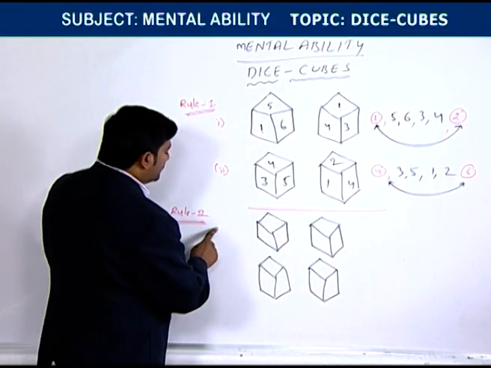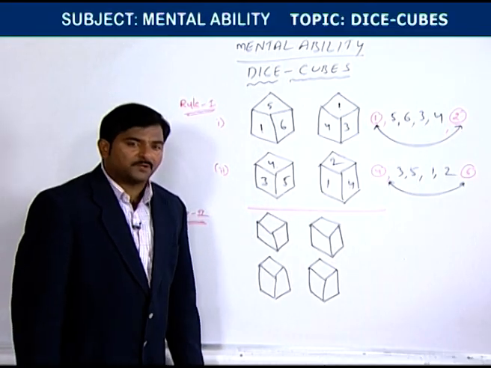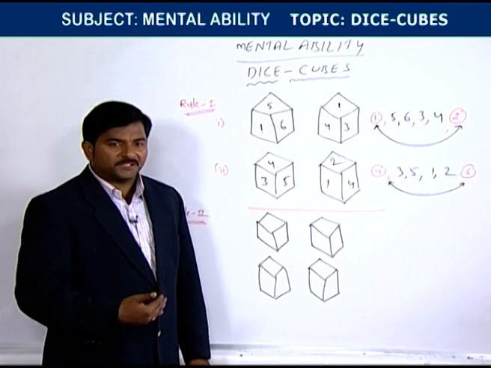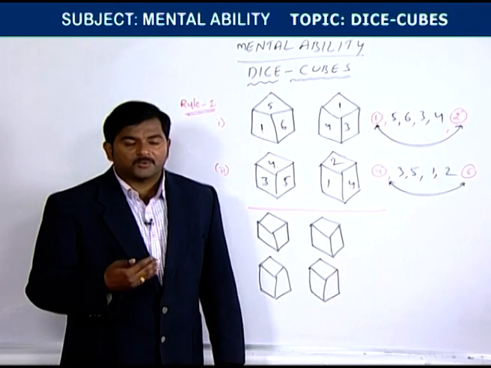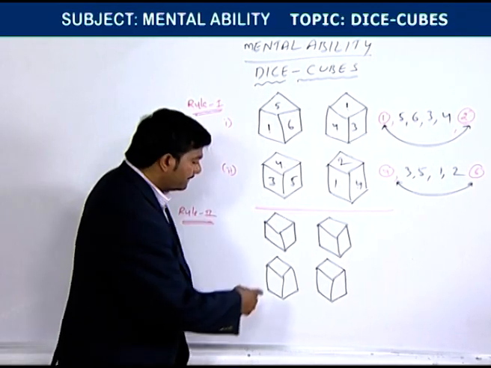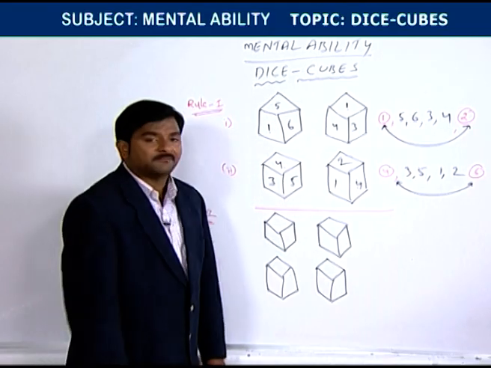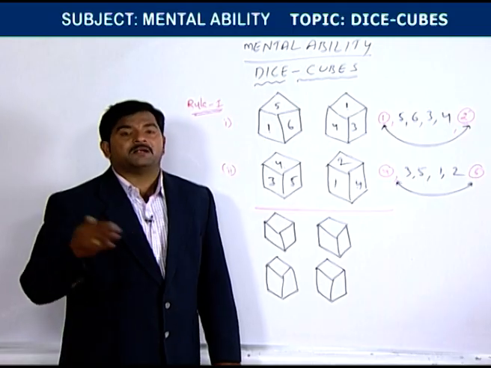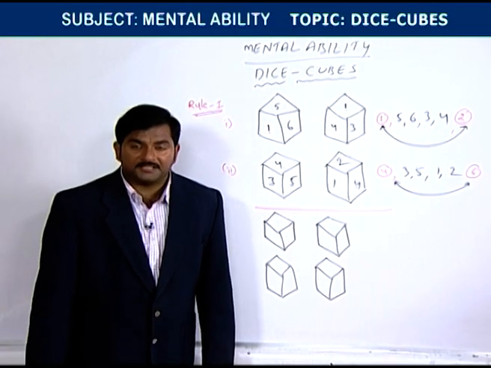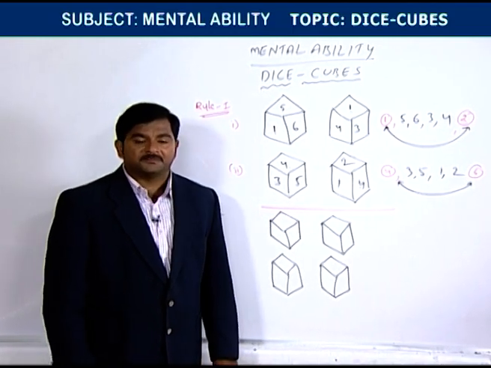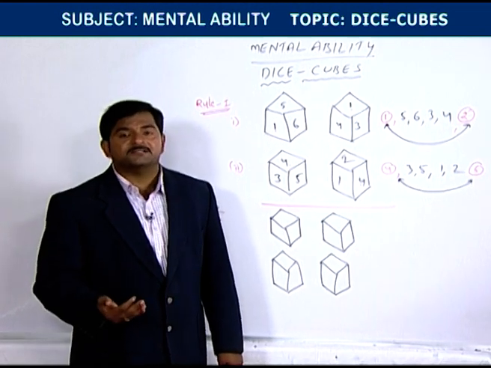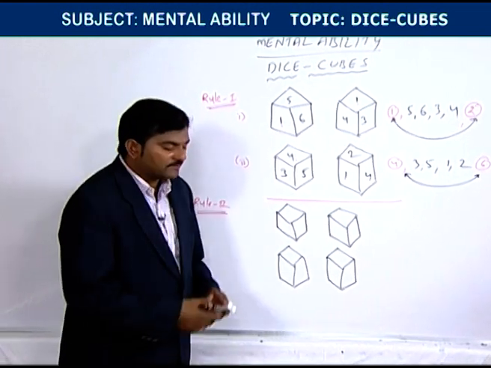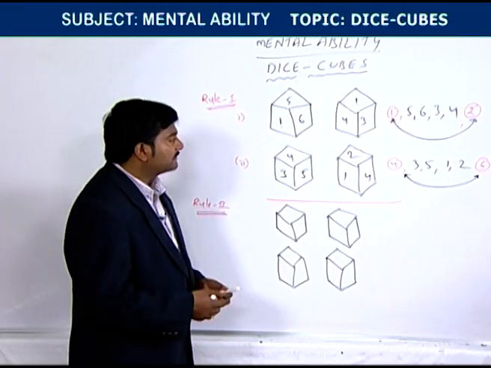So now rule number 2 is, both are very easy. Rule number 2 is saying like this. The positions of the dice are given below. So in these dice, if we eliminate the common numbers, then the remaining numbers are always opposite to each other. So what does it mean? Let us discuss by taking one example.